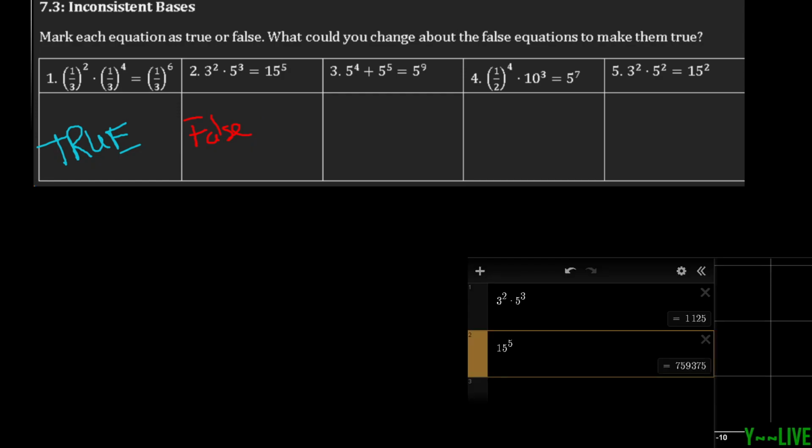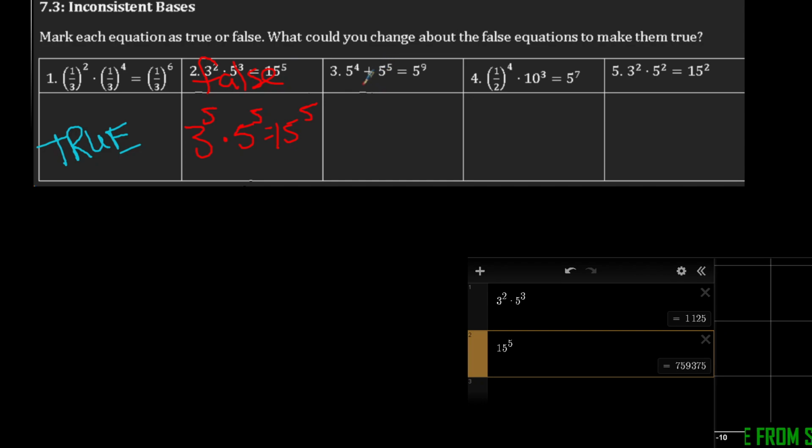The thing that we can change about this one is we can rewrite it like this. So let me actually move this out of the way and let me say false on the problem. And what we can do is we can rewrite it like this. A simple fix would be 3 to the power 5 times 5 to the power 5 equals 15 to the power 5. So if they have the same exponent, we can keep that same exponent and multiply the bases.